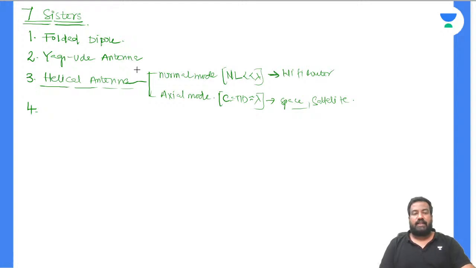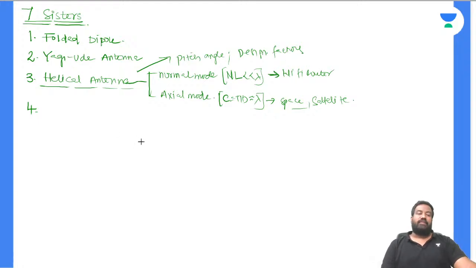And also we discussed some very important points like pitch angle and design factors, which are responsible for generation of circular polarization. For in-detailed discussion, please go through the Antennas Mahamarathon series.